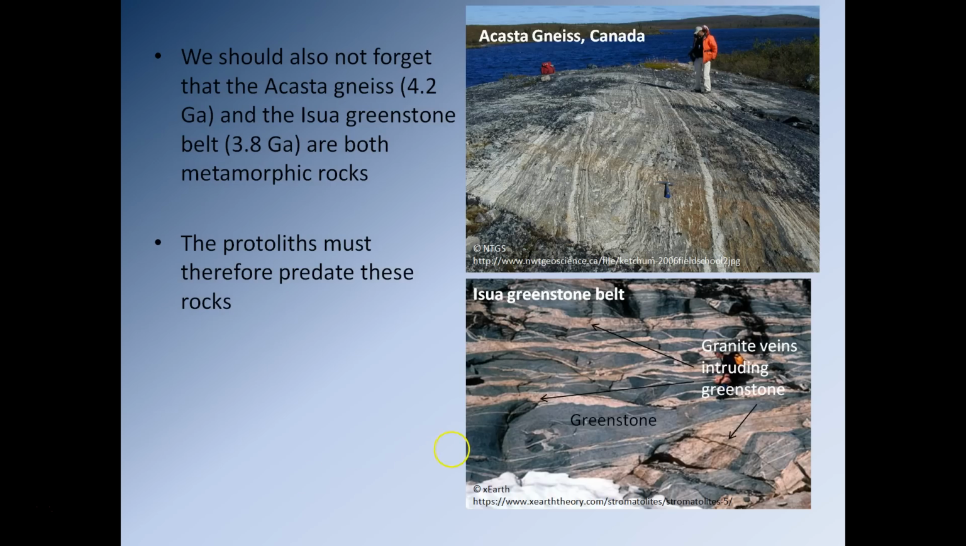So we should also not forget the Acasta gneiss. This is the photograph of the Acasta gneiss here. That dates to 4.2 billion years. And the Isua Greenstone Belt in Greenland dates to 3.8 billion years.